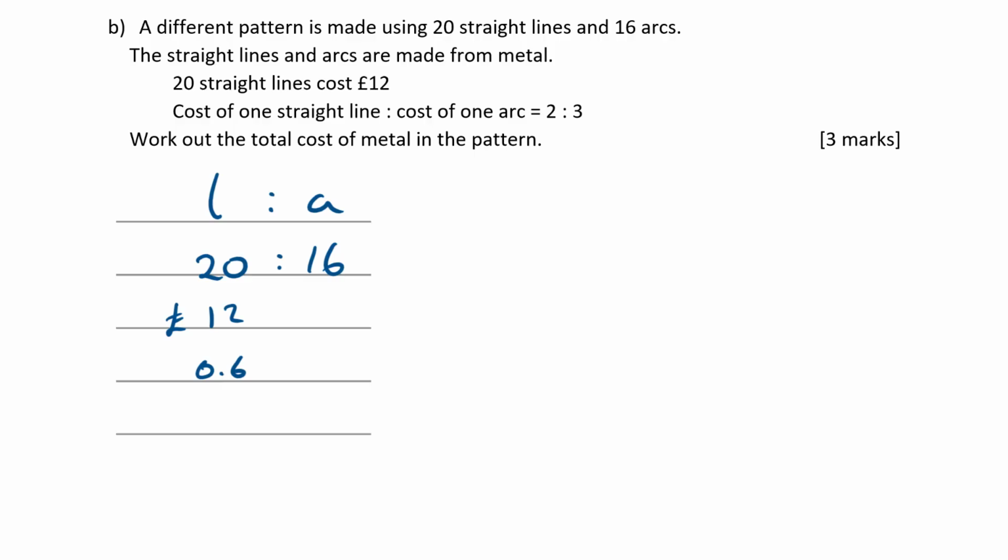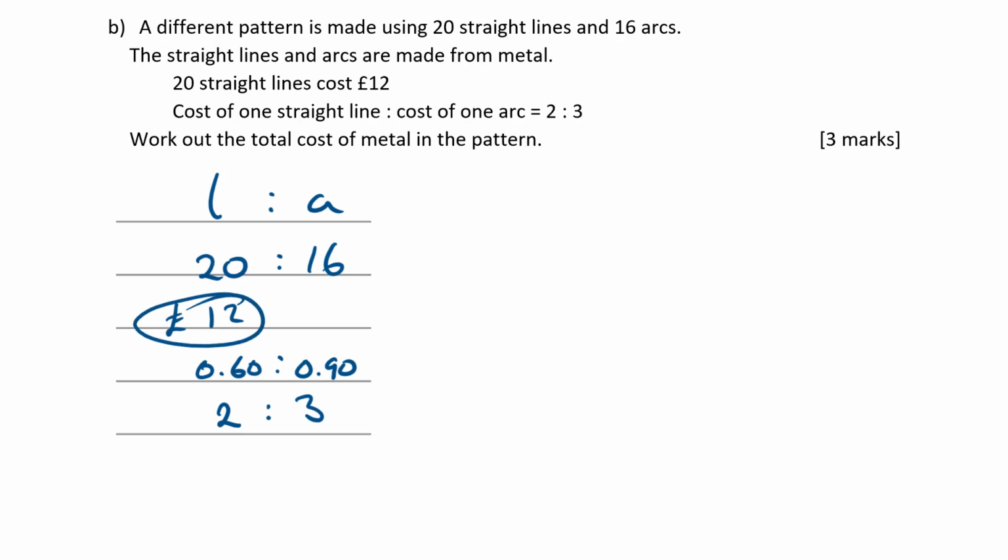Per straight line. And we know that the cost of straight lines to the cost of arcs is in the ratio of 2 to 3. So if lines cost 60, then how much do arcs cost? Well, if it's in a ratio of 2 to 3, then the arcs are going to cost half as much again, aren't they? They're going to cost 90 pence.